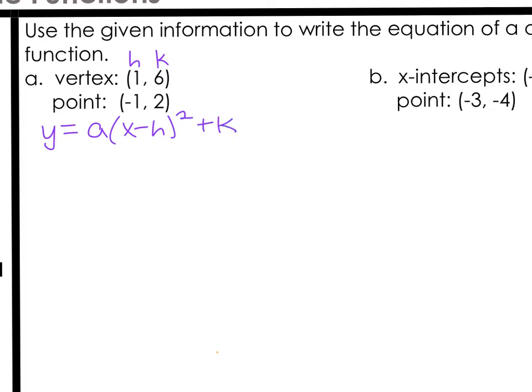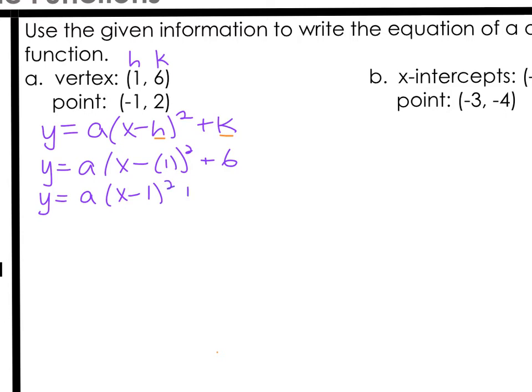And what we're going to do is take that h and the k and just plug it into the formula for each spot. That would give us y equals a times (x minus 1) squared plus 6. Now notice if h is positive in the vertex, it's going to be negative in our equation when we substitute it in, like so. The second thing then that we're going to do is plug in that point for x and y.